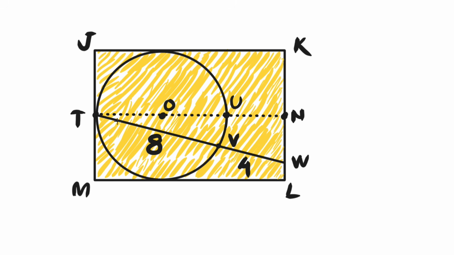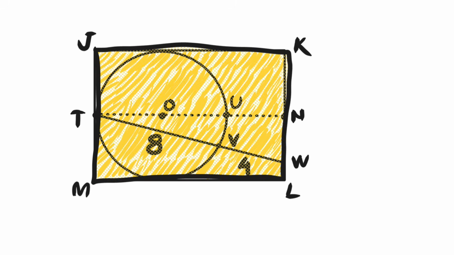On the horizontal diameter of the circle, the right-hand endpoint is U. A slanted line starts at T, passes through the circle at V, and continues until it meets the right side of the rectangle at W. We are told that TV is 8 units and VW is 4 units, and our goal is to find the area of the entire rectangle.